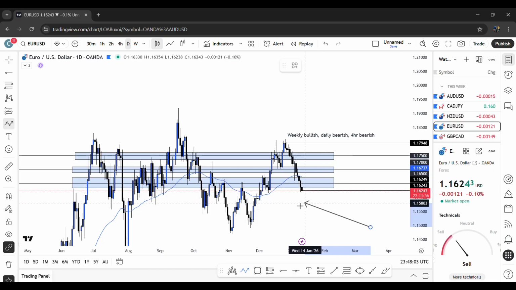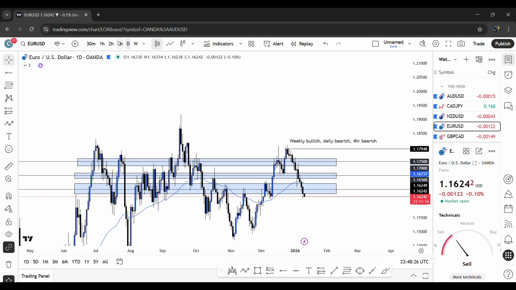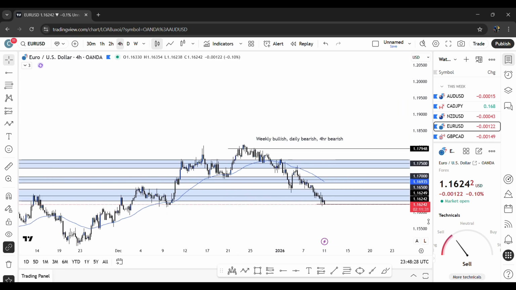So we're just going to be waiting for the price to come back to any of the areas, and then look for potential sells. So we got daily bearish and 4-hour bearish, and weekly is bullish. So it's a counter trend trade, but we got 2 time frames in sync. Yeah, we just have to wait.